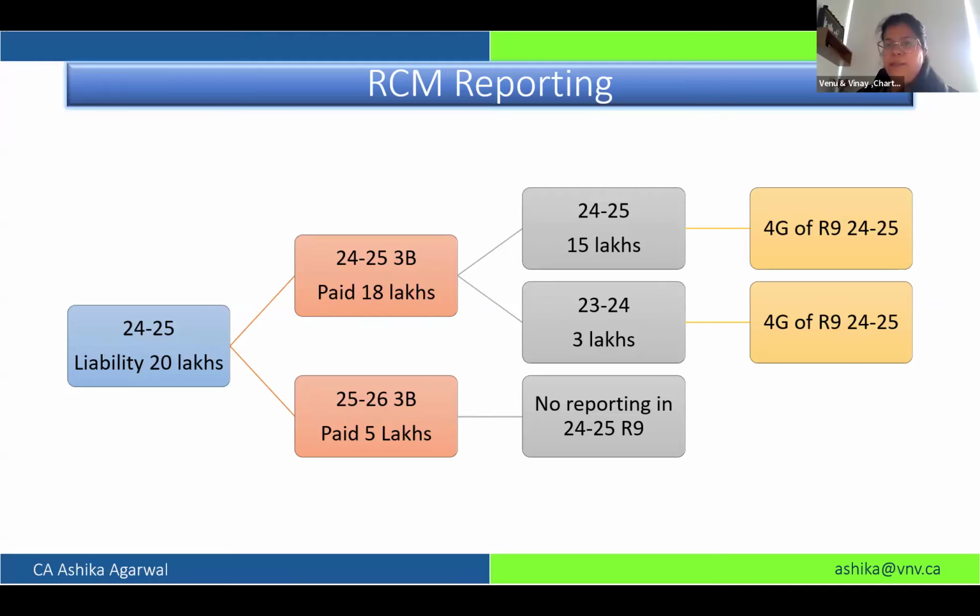So basically, 4G is equivalent to table 3.1D of GSTR 3B. Means the liability disclosed and paid in 3B, irrespective of the year in GSTR 9. I hope I am clear. So 18 lakh, even though it belongs to 2 different years, is what will go in table 4G. It has nothing to do with part paid in next year or part belonging to previous year. What has been paid, the same you have to disclose in table 4G.